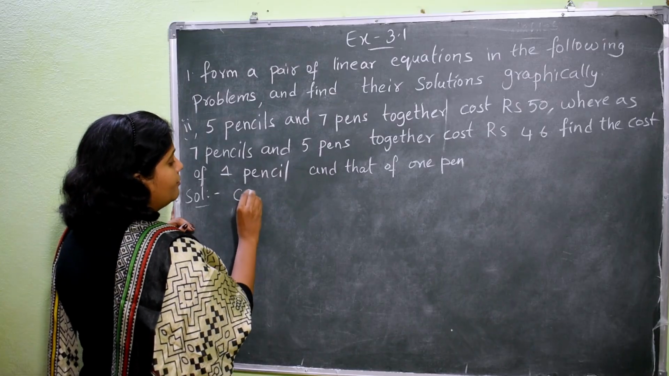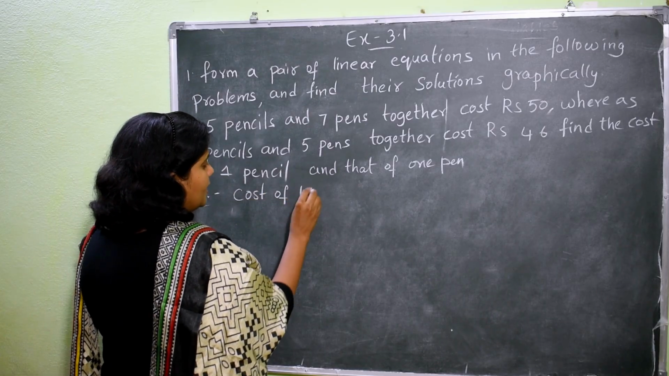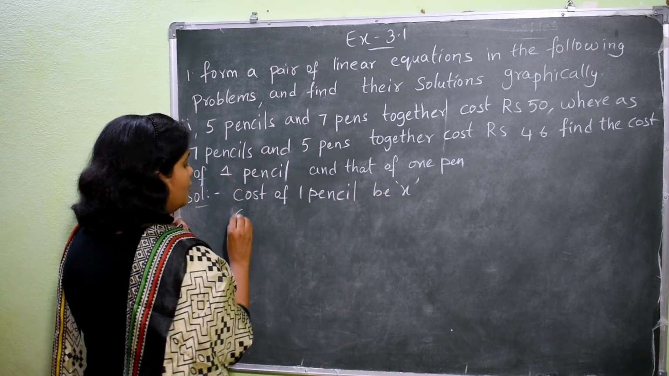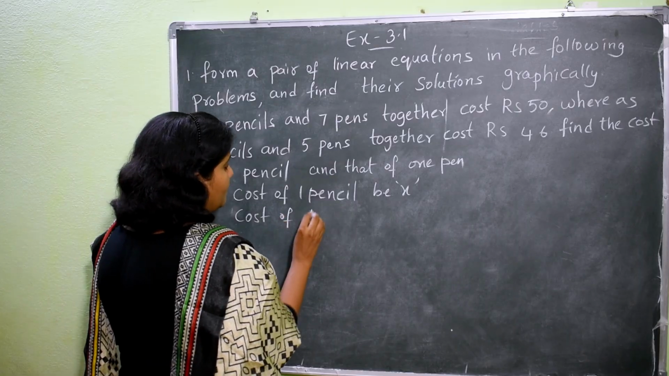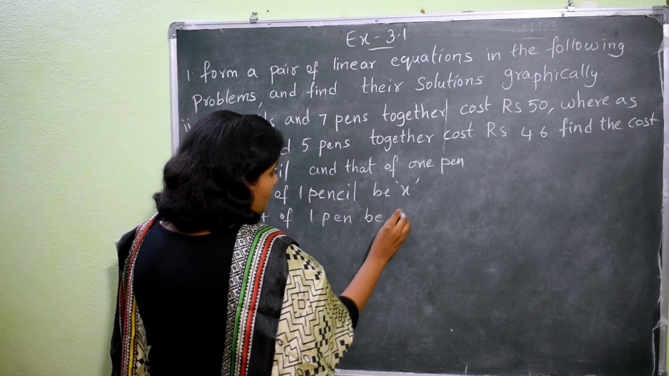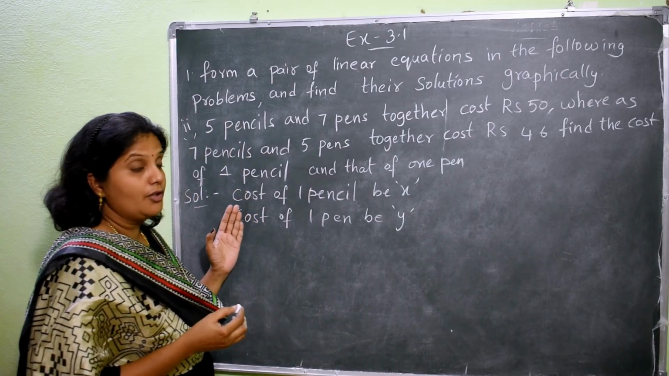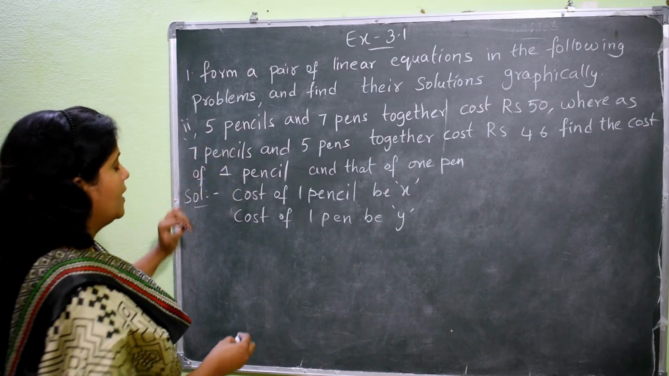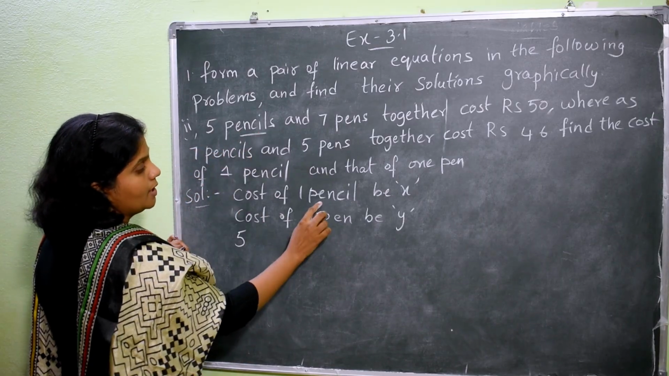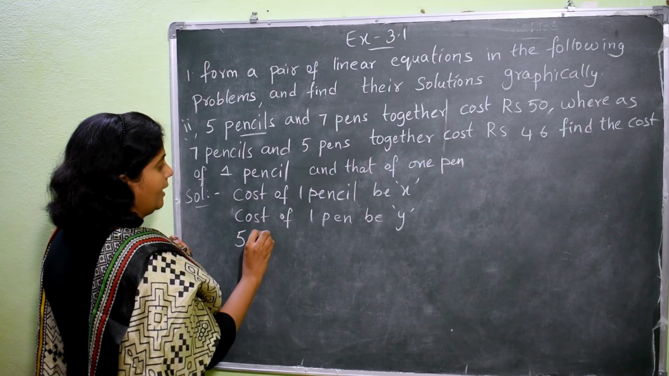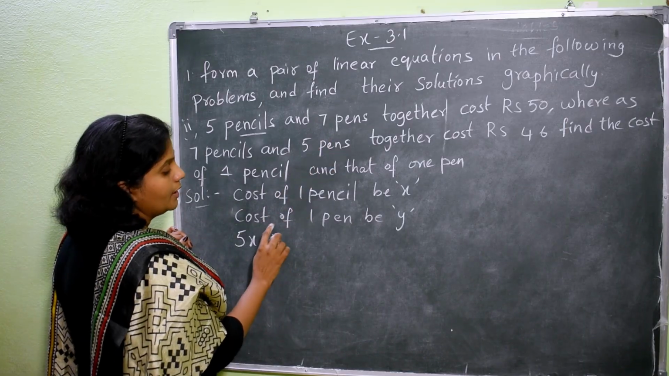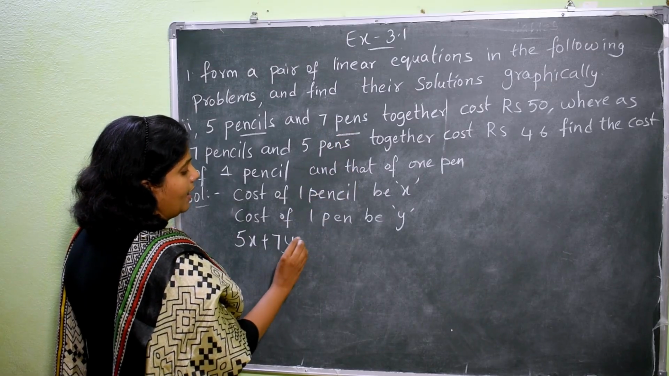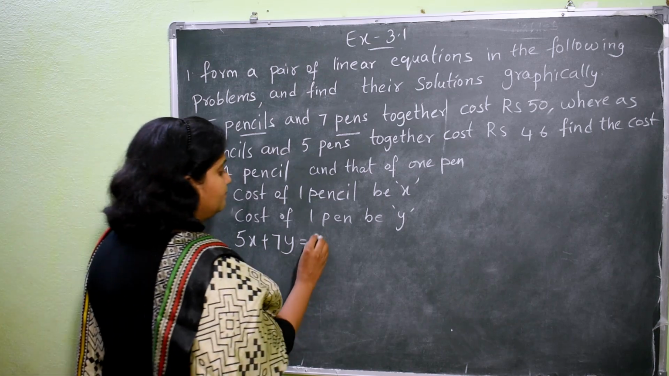So let the cost of one pencil be x and cost of one pen be y. So whatever they have asked in the question, we should assume that as x and y. Okay. So 5 pencils. So in the place of pencil, I am keeping what we have assumed as x. So 5x plus 7 pens. So in the place of pen, I am writing what we have assumed as y. So 5x plus 7y is equal to 50.